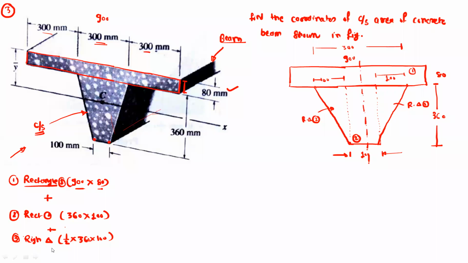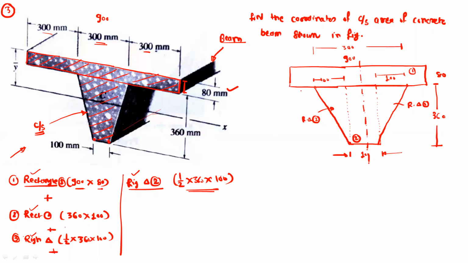And again add the right angle triangle 2. The dimension is the same. It is 1 by 2, 360 into 100. Okay. So in this way, we will get the required area. Basically this required area is nothing but the cross-sectional area of the concrete beam. So this is the required area. Okay, so we have to add rectangle 1, rectangle 2, right angle triangle 1 and right angle triangle 2.